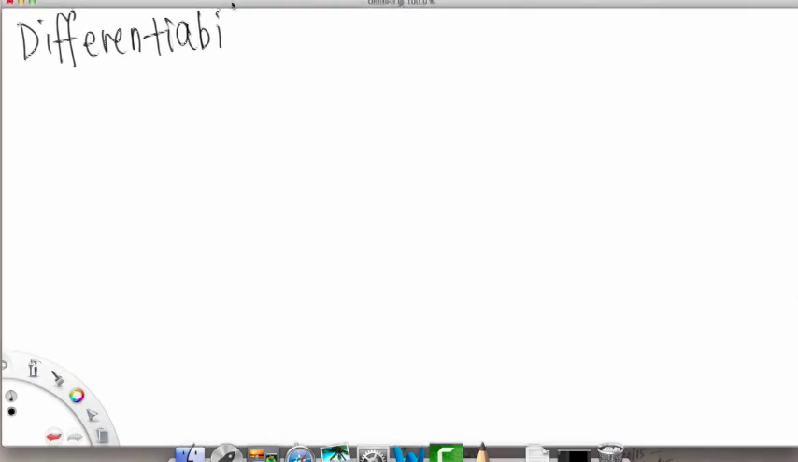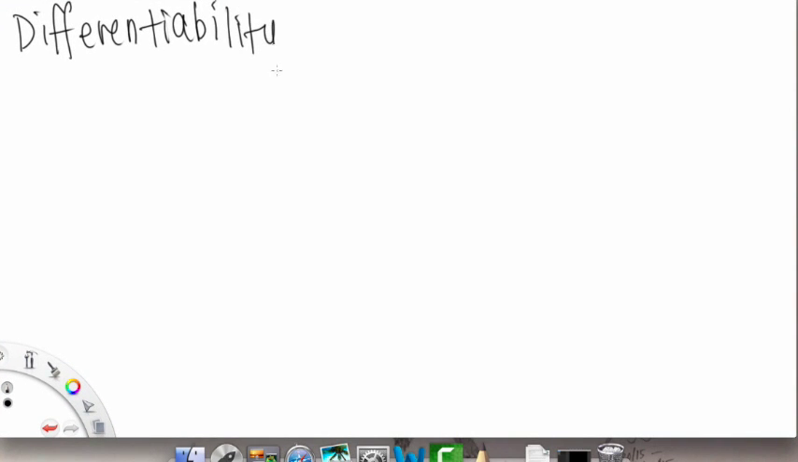This is going to be called differentiability. Differentiability. Okay. Here I'm just going to define in a more formal sense what we mean when we're talking about a multivariable function being differentiable, and what it has to do with tangent planes.